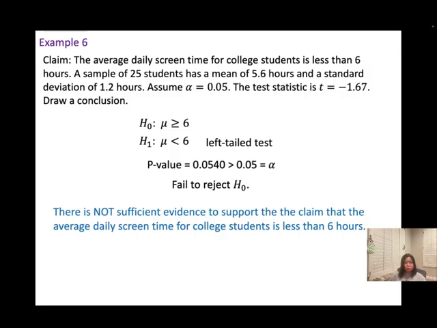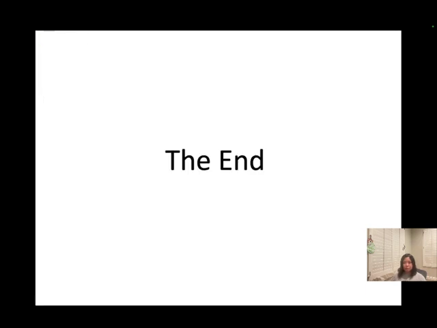So for these sessions, we learned how to write down the null and alternate hypothesis. We talked about the p-value, how to find your p-value and interpret the p-value. Also, how to draw the conclusion here. So in sessions 8.2 and 8.3, we're going to combine everything together to perform the hypothesis testing. That's it.